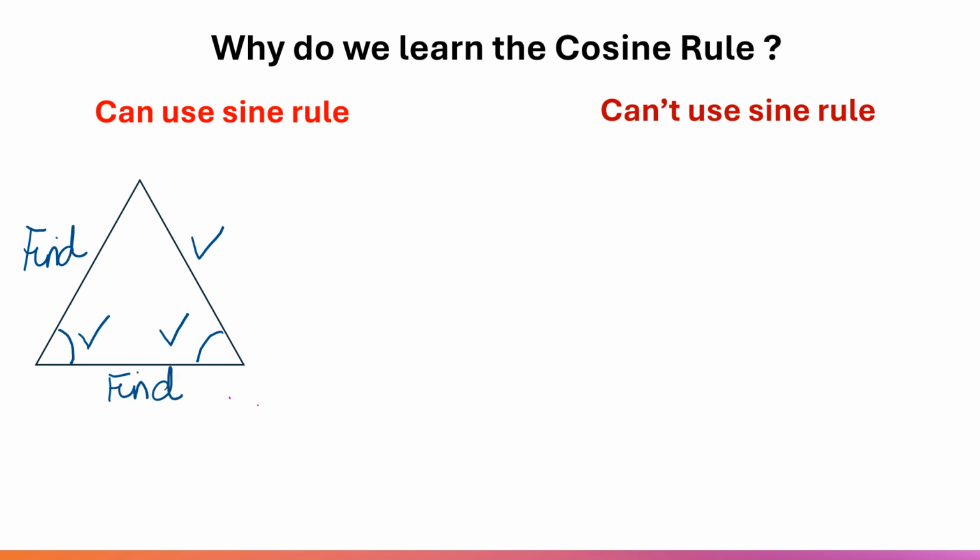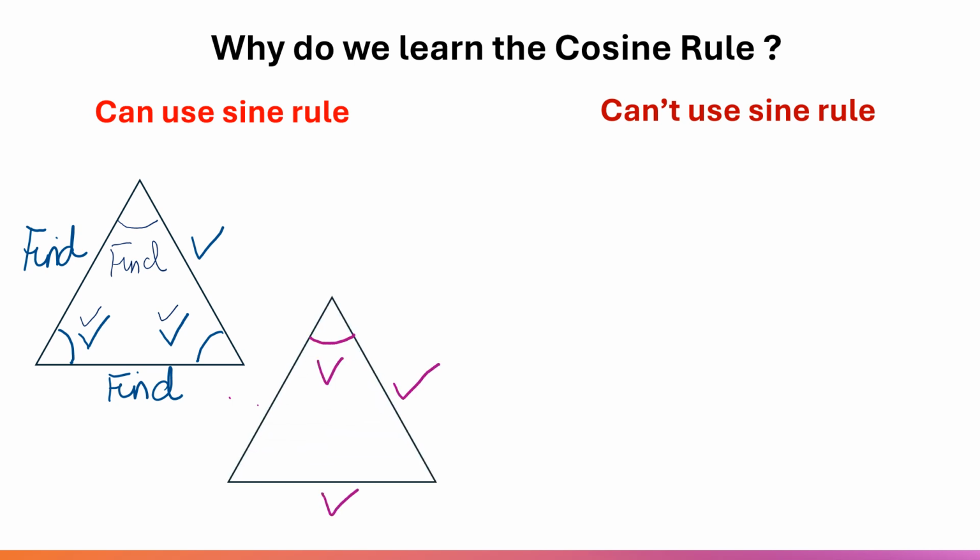You can also find this angle, which is just 180 minus this and this, right? So in this situation, you can actually use the sine rule. Let's look at another situation where you can apply the sine rule. That is when you're given two sides and a non-included angle. But there are certain cases where this is not the case. These are not the cases. So what are those?